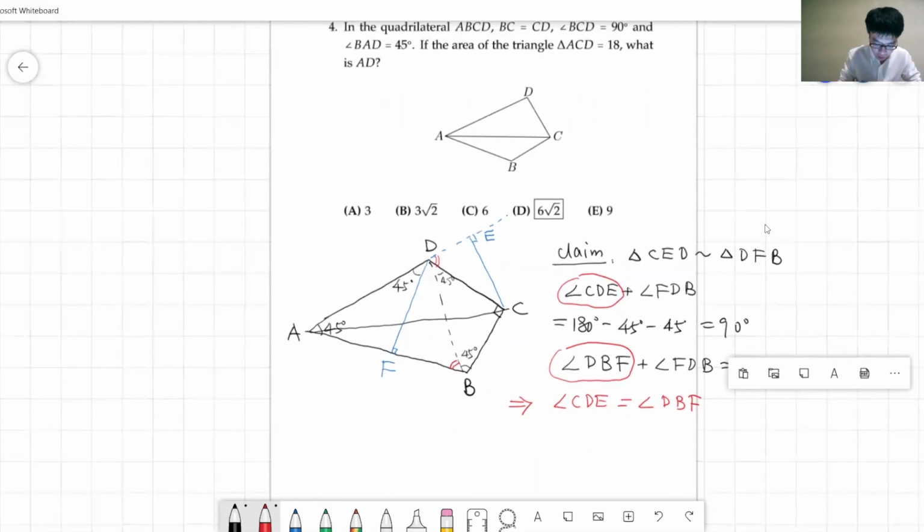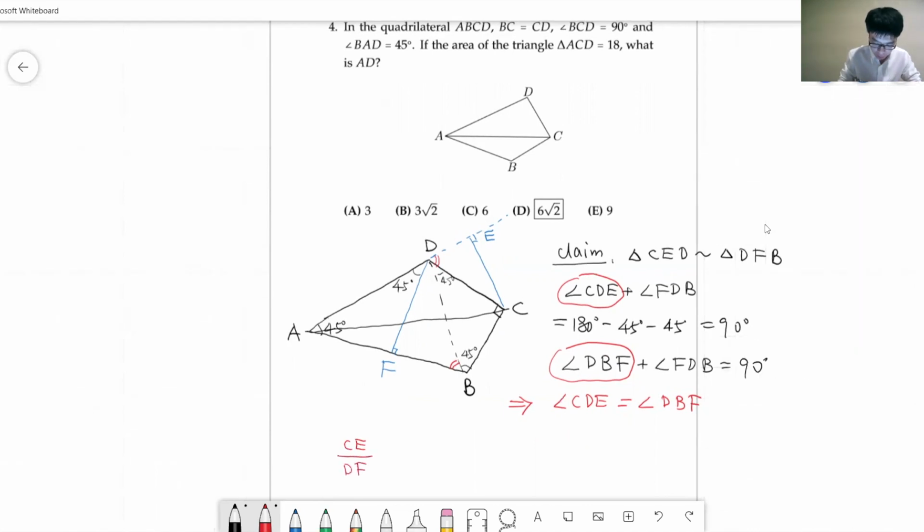So the ratio of side lengths is CE over DF equals CD over DB. So we know that CD over DB is 1 over root 2 based on triangle DCB, okay? And that means CE is DF over root 2.